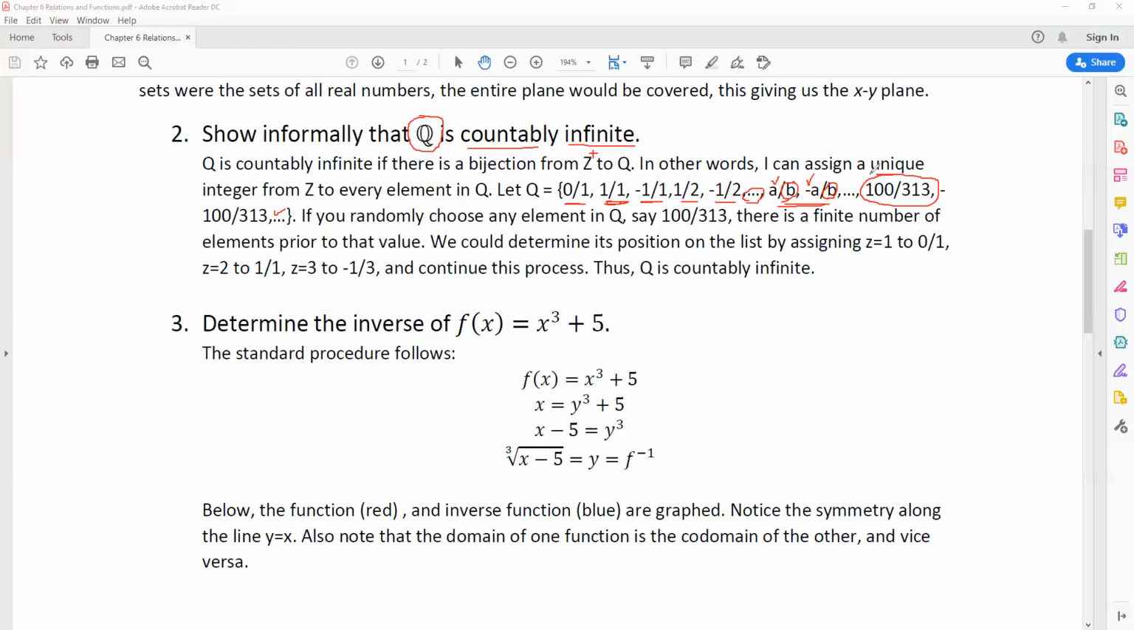Isn't it true that there is a finite number of elements, right? There's a finite number of rational numbers in the list, because this list started with 0. And this would be, say, the first element, right? 0/1 would be the first element, 1/1 would be the second element, and then we have negative 1/1 for the third element, then we switch to 1/2, -1/2, and we're just numbering these.